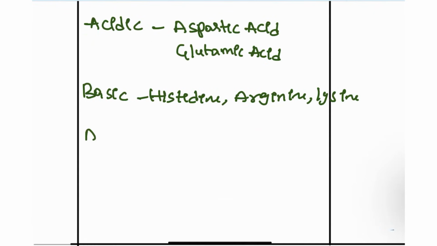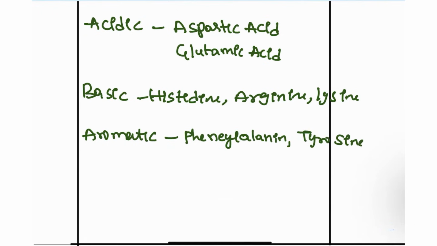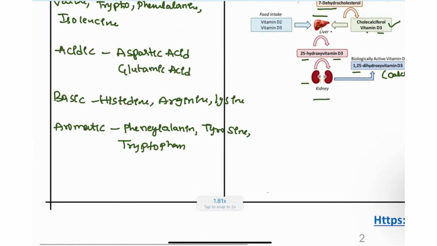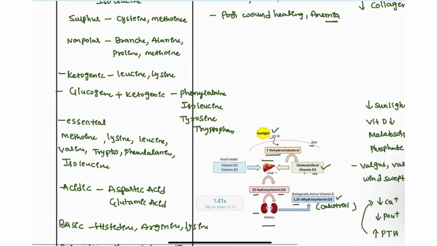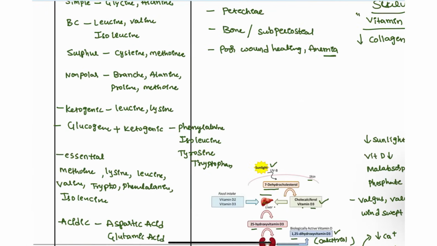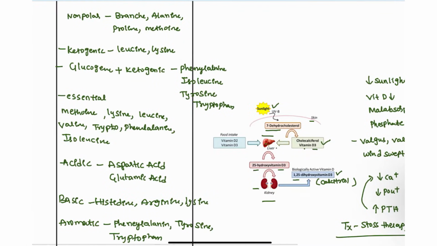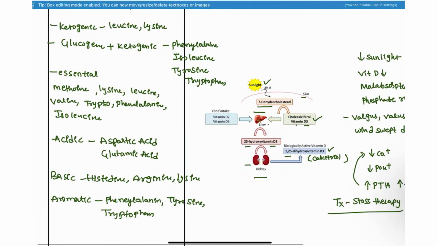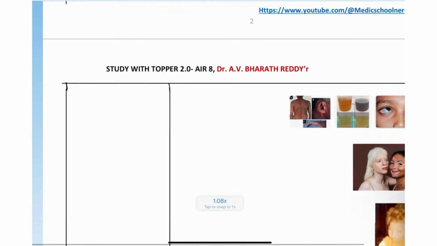Next, last one, the aromatic types: phenylalanine, tyrosine, and tryptophan. These are the aromatic types. Okay, this classification can be asked in the examination. Don't forget to read and revise this compulsorily, the essential and non-essential and other types of classification.